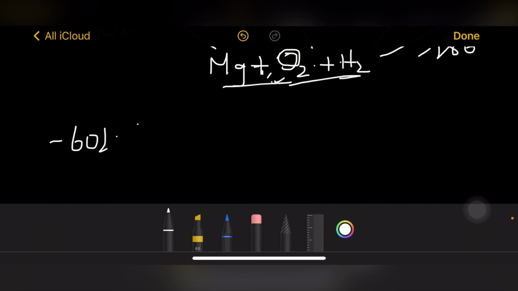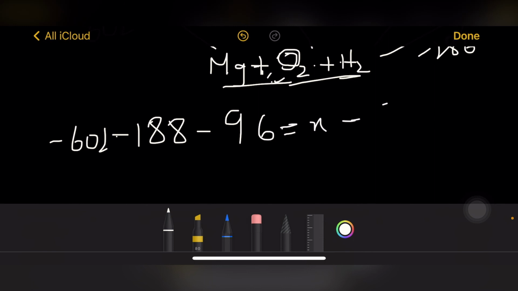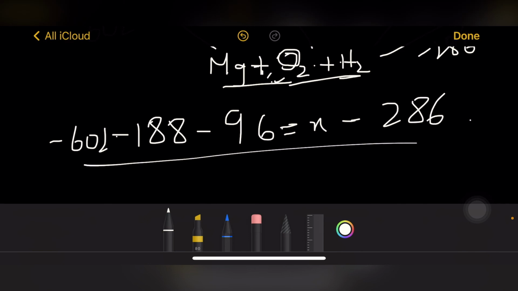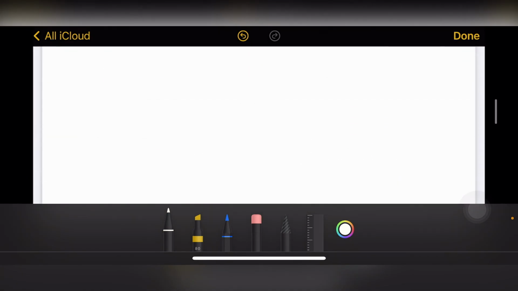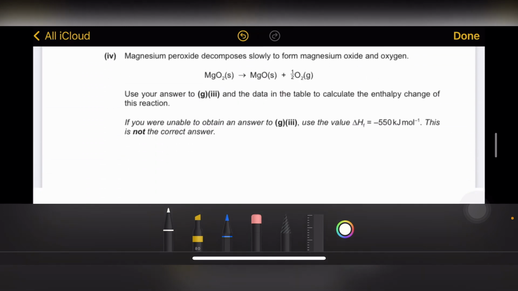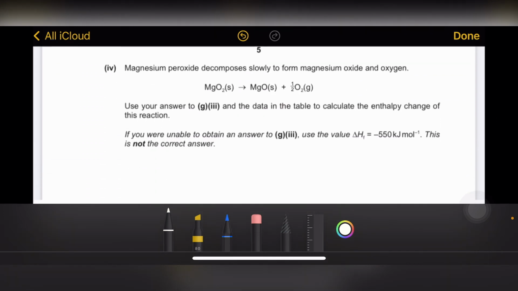So minus 602 minus 188 minus 96 is equal to x minus 286. Now we'll solve this equation. I'm not going to do that. Now moving on, it says magnesium peroxide decomposes slowly to form magnesium oxide and oxygen. All right. Use your answer.